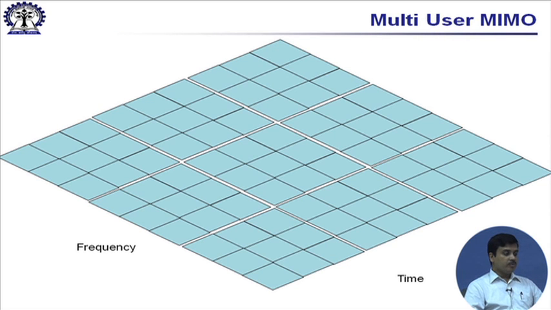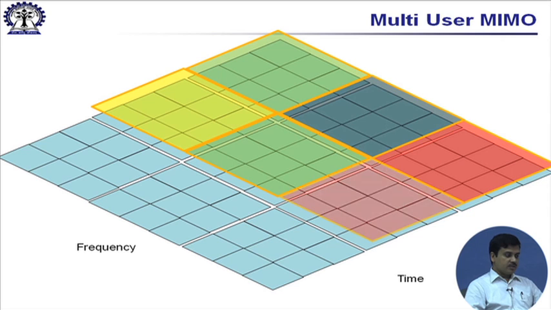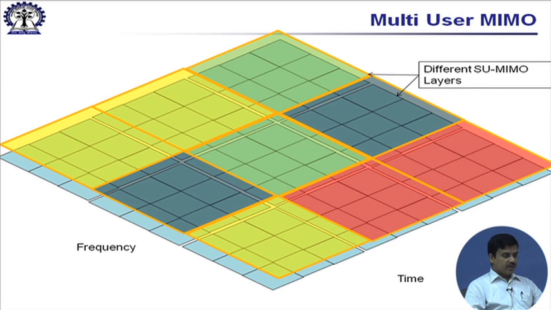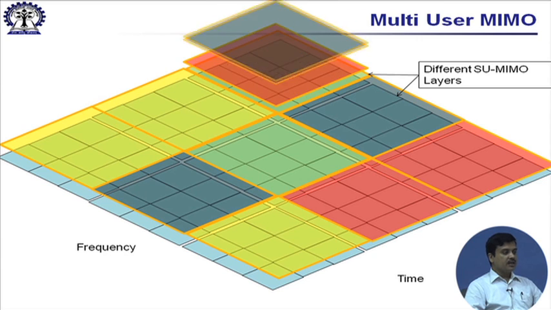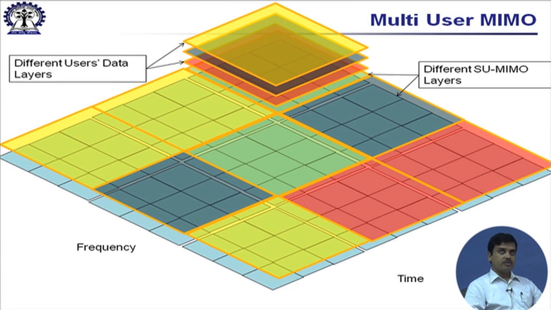Multi-user MIMO is one step beyond single user MIMO. The time frequency grid, as in a single antenna system, is used to communicate between the transmitter and the receiver for carrying data information. Multiple antennas, as in a single user system, are used to carry different data streams from one user, but on top of it additional layers can be used to transmit different users' data at the same time and at the same frequency.